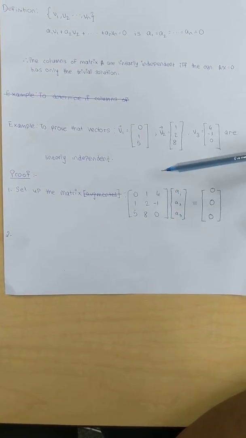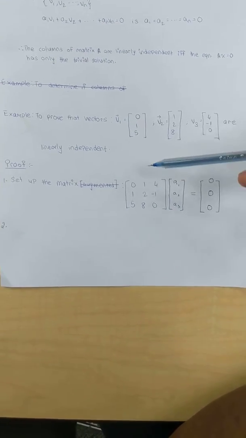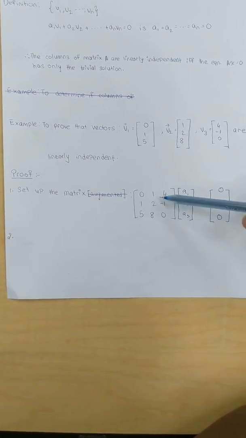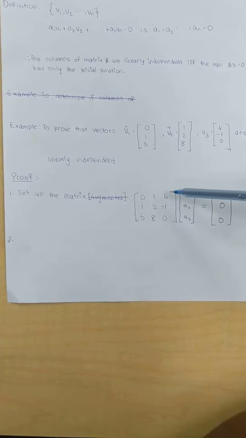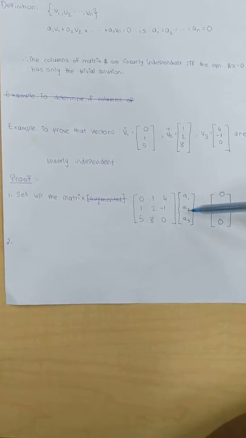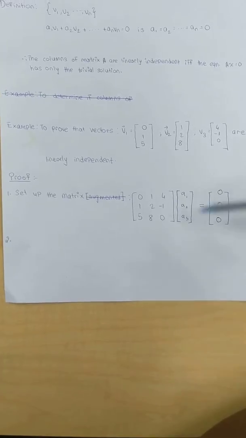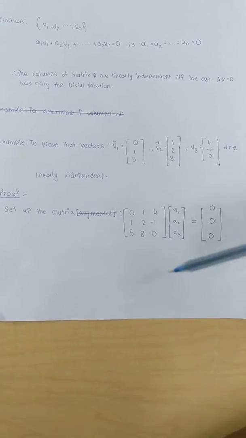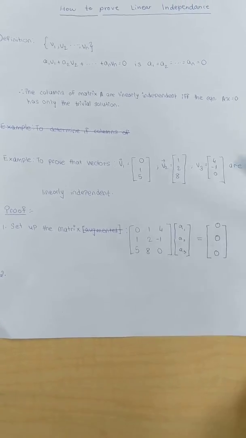So the first step is setting up the matrix equation. Vector v1, 0, 1, 5, vector v2, 1, 2, 8, vector v3, 4, negative 1, 0 times the coefficient matrix a1, a2, a3 equals 0. Now, if upon solving this matrix a1, a2, a3 are all zeros, then we have proven that these three vectors are linearly independent.